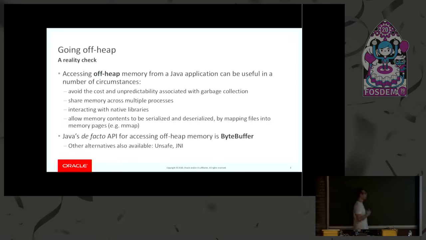There are also other circumstances where using off-heap memory may be necessary. For example, when you want to share memory across multiple processes, or when you want to share memory with a native library. So it's not an accident that we landed on this API when we were working on Project Panama, which is, as Mark showed before, all about native interop. The Java de facto API for using this kind of off-heap access is the ByteBuffer API.